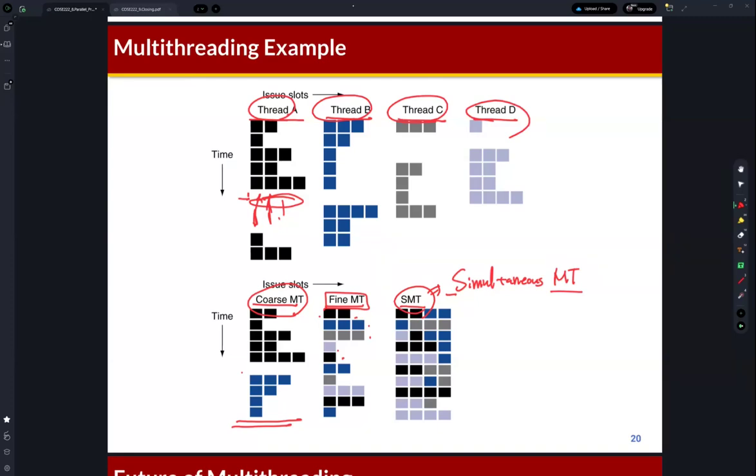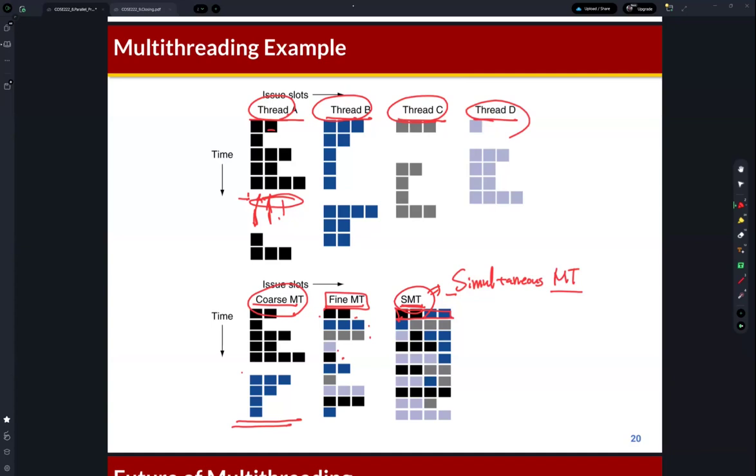SMT, simultaneous multi-threading, means the CPU can fetch multiple instructions in a single clock. This is called superscalar, and modern CPUs support superscalar. So SMT means that when we fetch instructions, we can fill the fetch slots from all threads.